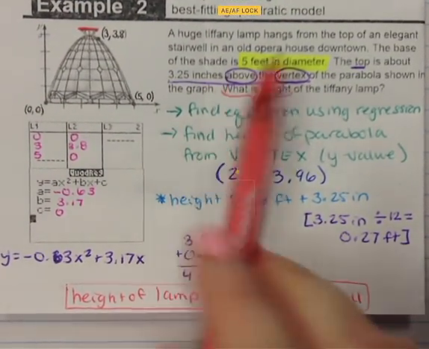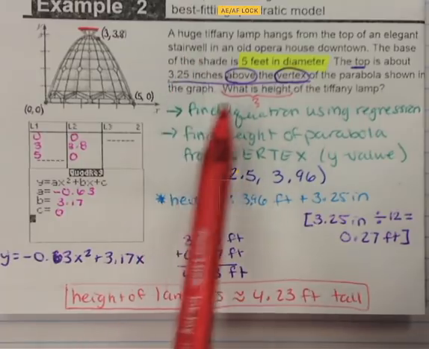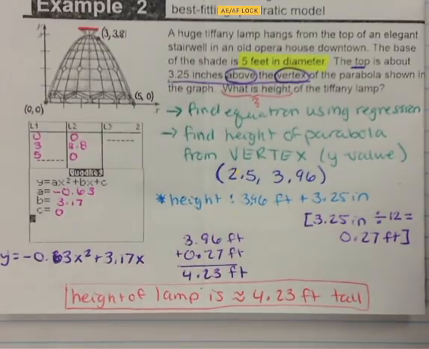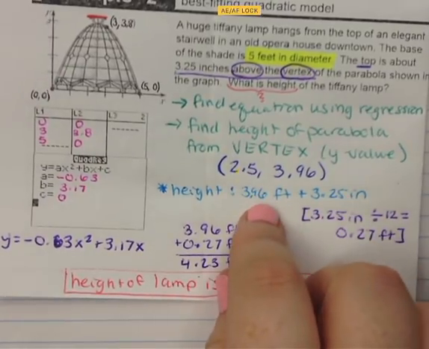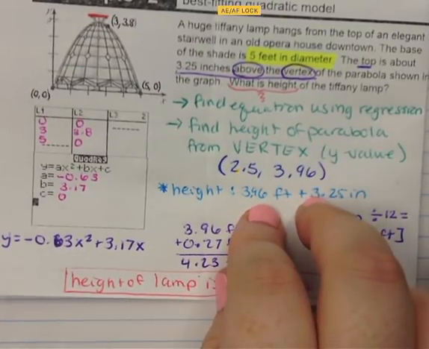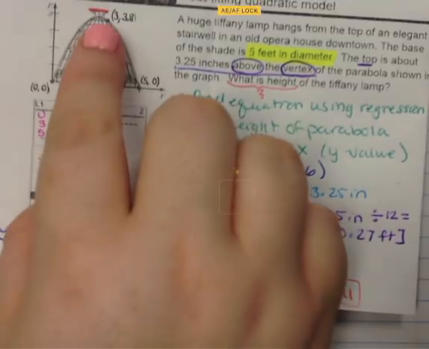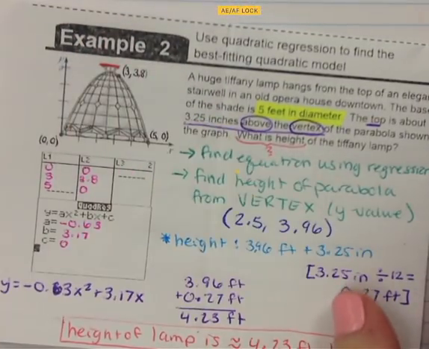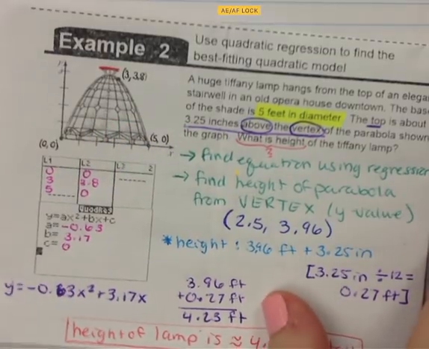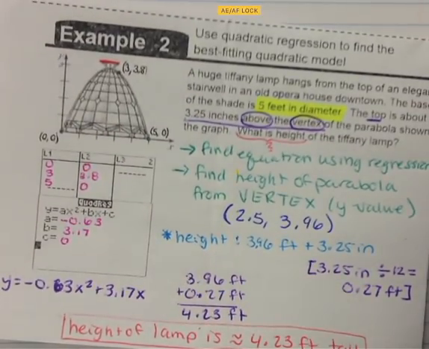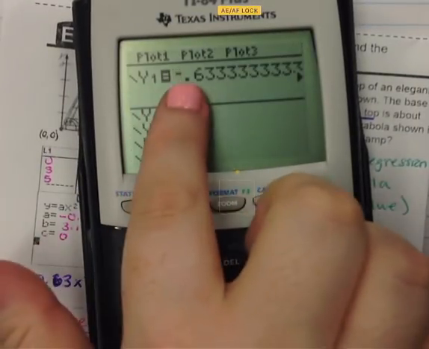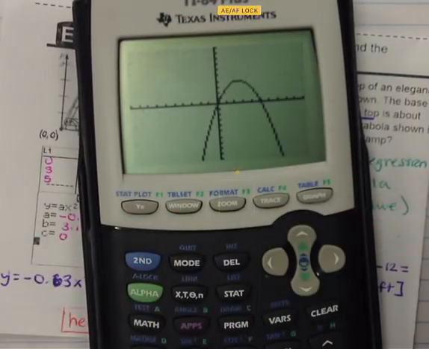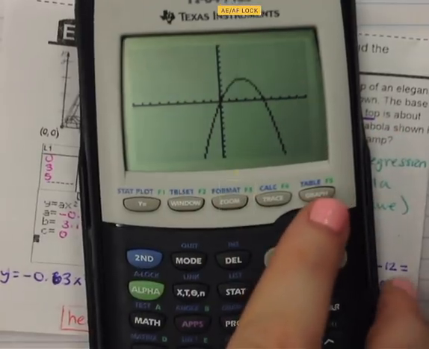You have to make sure that you read very carefully about what you're trying to find and if there's any conversions in the problem. And you always go back to see, does it make sense? The 3 96 hundredths plus the 3 25 hundredths did not make sense to do, because when we got our answer, it was way above the height of the lamp. So make sure you always look back to see if it makes sense. And again, the reason why we want to do the vars, y-vars, is to put our equation into our y1 so we can easily graph it and find our vertex.